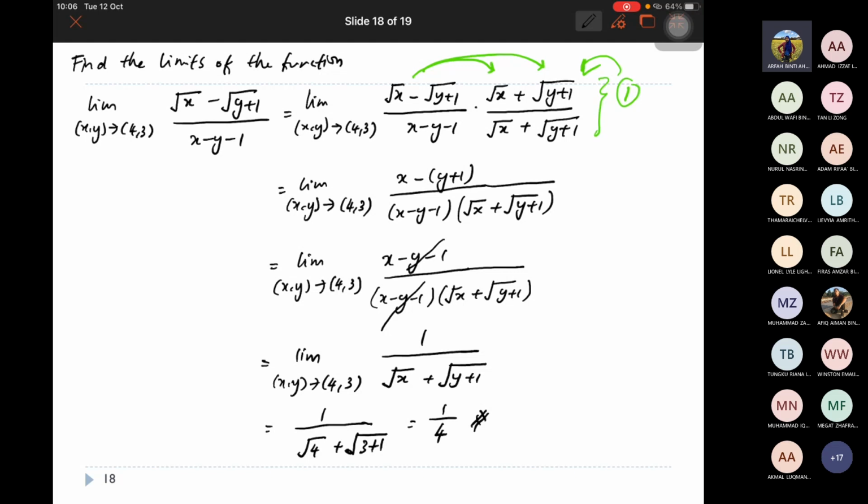Okay, dapat. Yang ini memang ada dia punya rule untuk square root. So, cuba tengok soalan yang C. So, soalan C adalah limit xy approaches 1, 2.